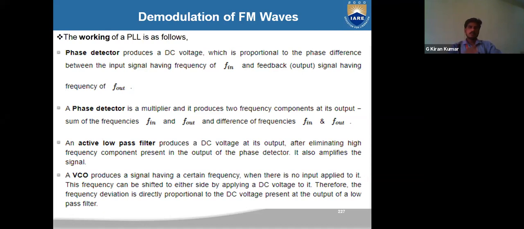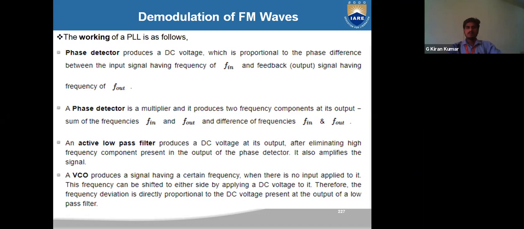Now coming to the active low pass filter, it produces a DC voltage at its output after eliminating the high frequency component. Basically, it eliminates the carrier component from the output of the phase detector, and it keeps the pure message signal peak values. That can then be given to the amplifier to amplify our signal.